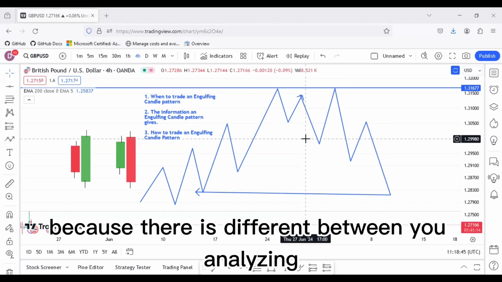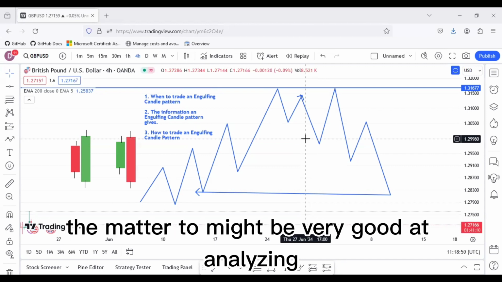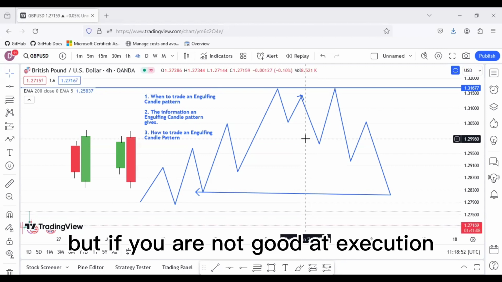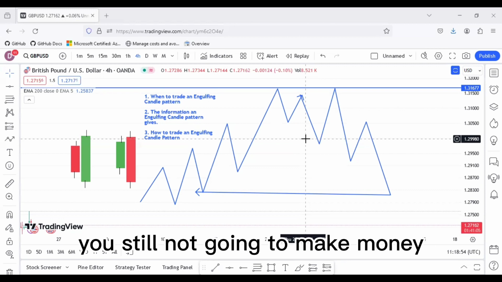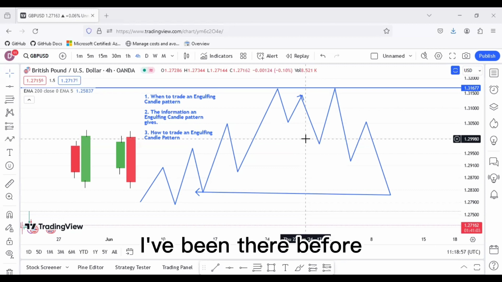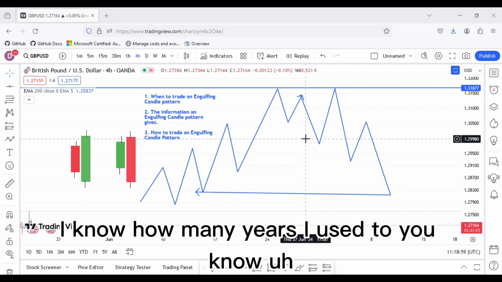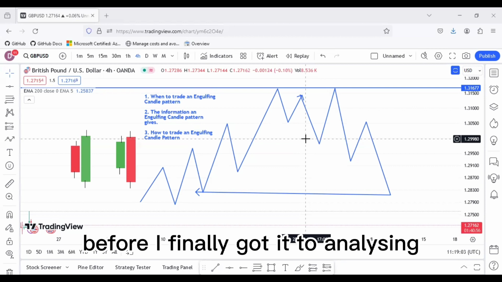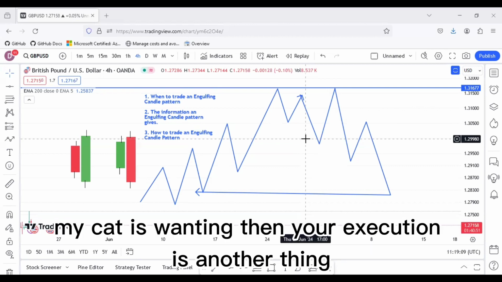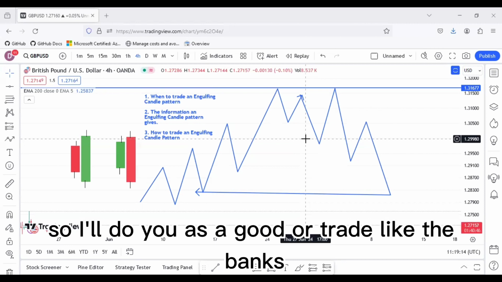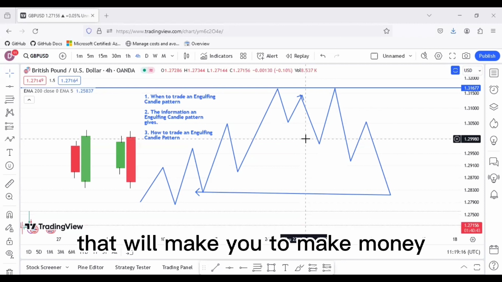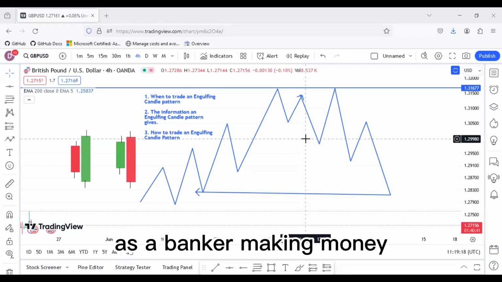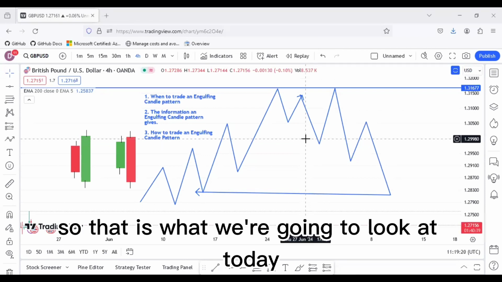Because there is a difference between analyzing the market and executing. You might be very good at analyzing, but if you are not good at execution, you're still not going to make money. I've been there before. I know how many years I struggled with my trade execution before I finally got it. Analyzing the market is one thing, then your execution is another thing. So how do you execute your trade like the banks, so that you make money as the banks are making money? That is what we want to look at today.